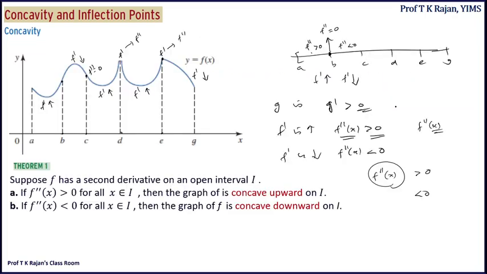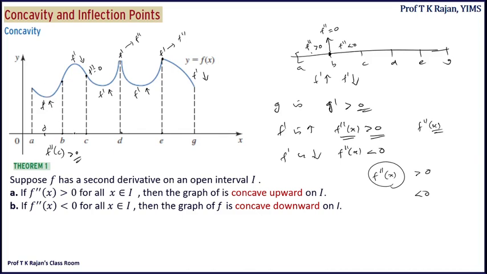That means now you take any point here, say some c, and see what is the value of f double dash of c. If f double dash of c, where c is a variable point in the interval AB, is greater than 0, you can conclude that in the interval AB the function has concavity upwards.